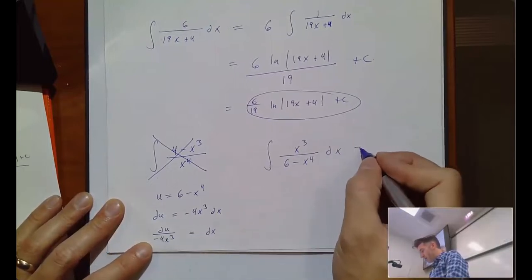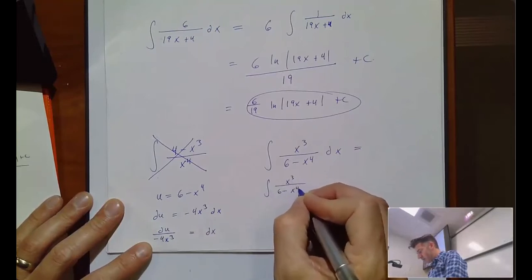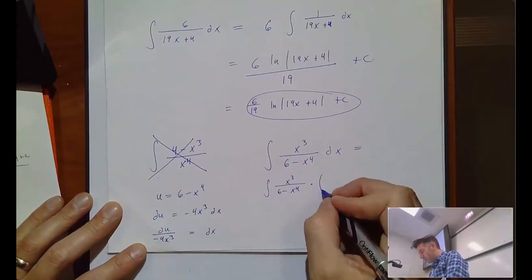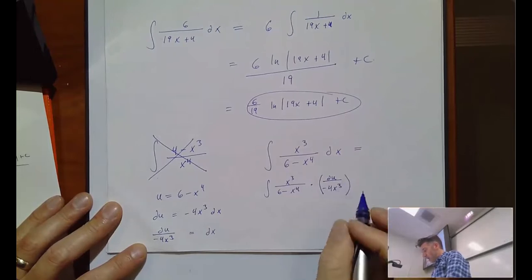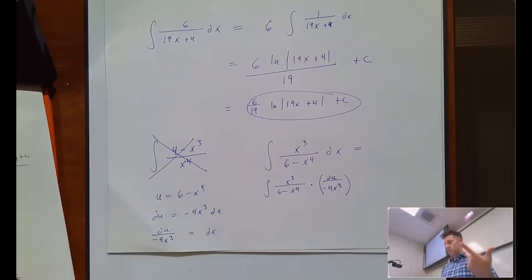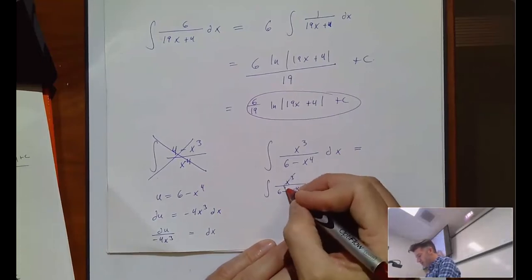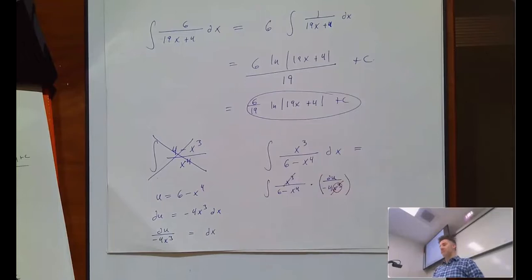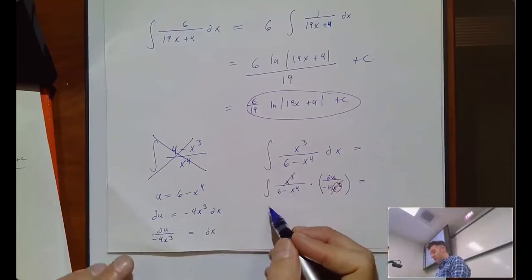So rewriting this, I've got the integral of x cubed over 6 minus x to the 4th times, I'm going to replace dx with what it's equal to, du over negative 4x cubed. And when you do this replacement of just dx, your immediate goal is always to cancel the variable that's below the du, right? That x cubed that's below the du, that should cancel. And it does. If it doesn't, it means you might not want to be doing what you're doing. Not 100% of the time, but often. And then the remaining 6 minus x to the 4th is just our u.